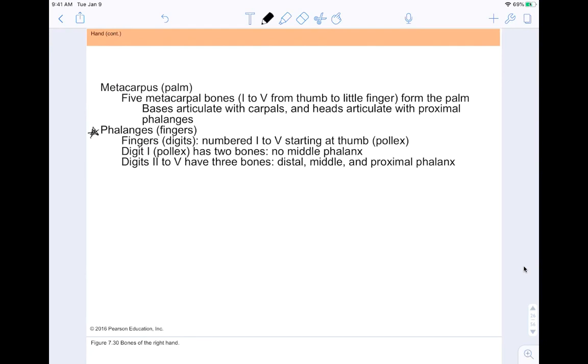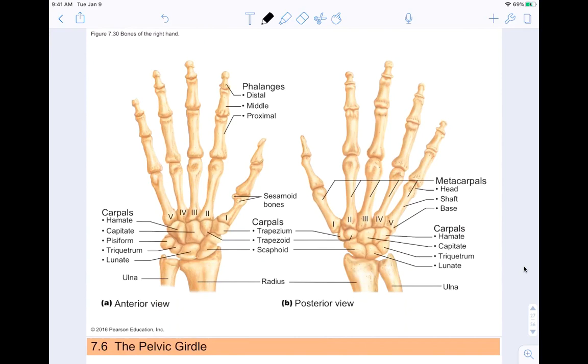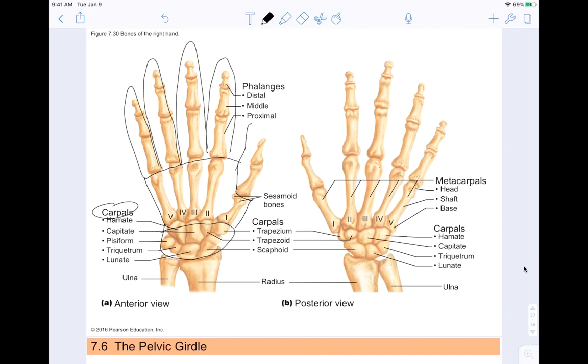These are the fun ones. They're your little fingers. So you have 1 through 5 starting at the thumb, the pollex. We'll look at a picture here to show you what's going on. Here are your hands. You have your carpals. Yes, it labels them all. No, I don't care. There are 8 bones that make up your wrist. And then this region here is going to be your metacarpals. And these little guys make up your phalanges, or your fingers.